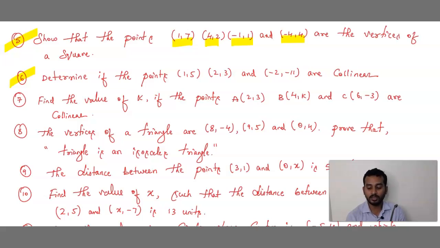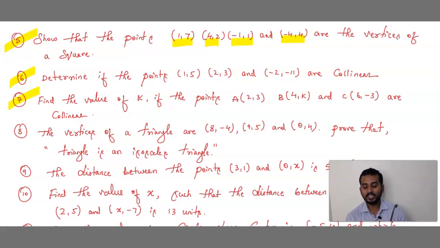Next question. Determine if the points (1, 5), (2, 3) and (-2, -11) are collinear. Here he has given 3 points, A, B and C. We have to prove they are collinear. So first find AB, then BC, then CA. Add the two sides having the smaller values, and that should be equal to the third, bigger value. Hence it is collinear.